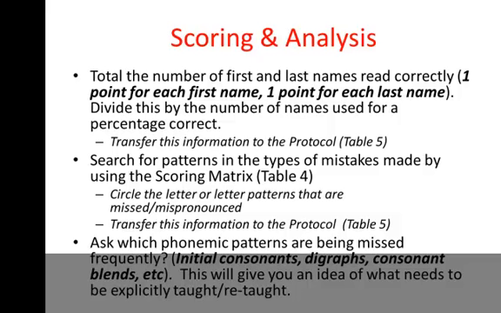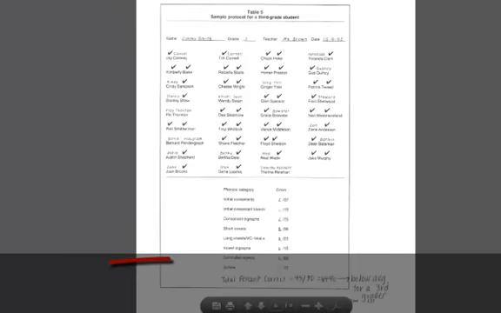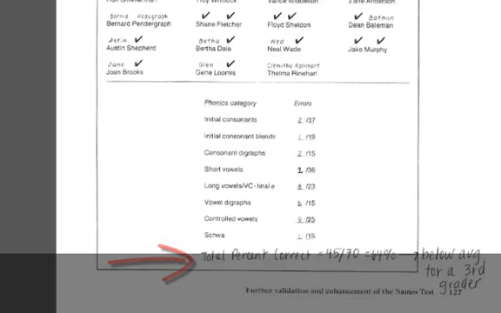So that's going to look like, going back to our example, here we have little Jimmy, and Jimmy read 45 names correctly. I counted up the checks. I divided it by 70, being the total number of names, and Jimmy read 64% of the names correctly.